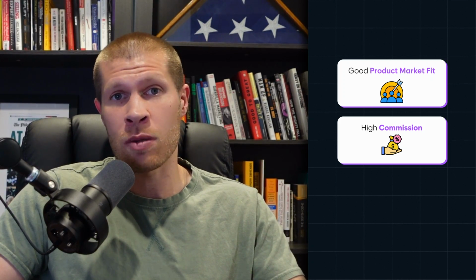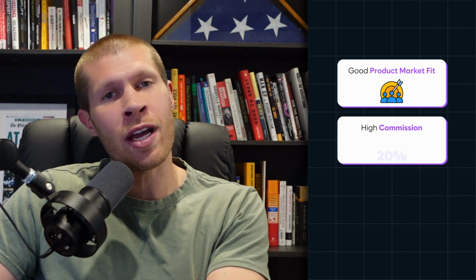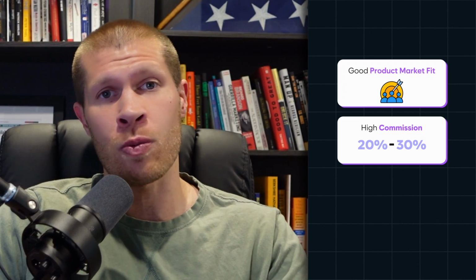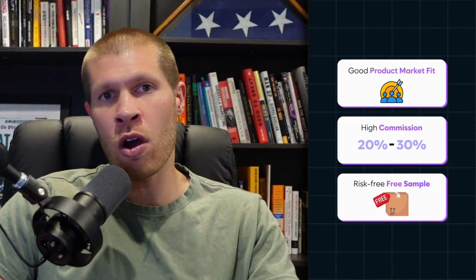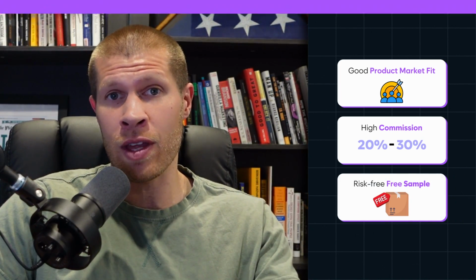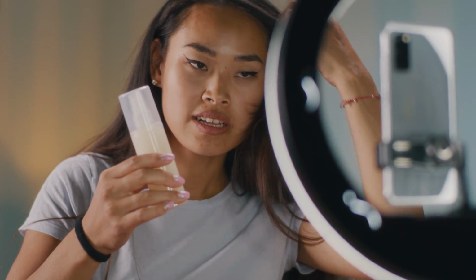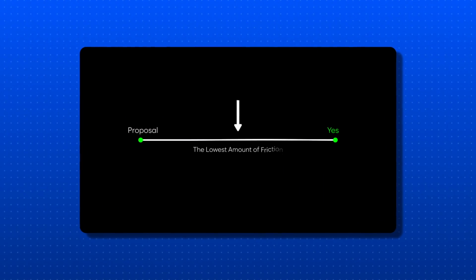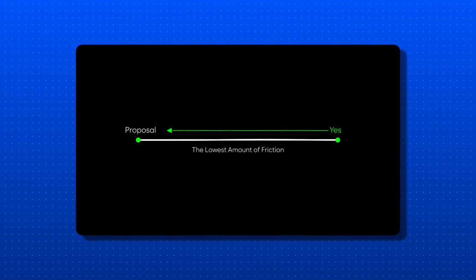The second thing is a high commission to entice them to actually make the video. And again, I always recommend at least 20%, but 30% plus would be ideal for larger pages if you can swing it. You'll also want to offer a risk-free free sample for them so they're enticed to receive it and make a video. And then if they like it, they can make videos on it, but again, no pressure. That will allow them the lowest amount of friction to saying yes to the proposal, plus it'll allow you to get your foot in the door and build a seller affiliate relationship potentially with them going forward.